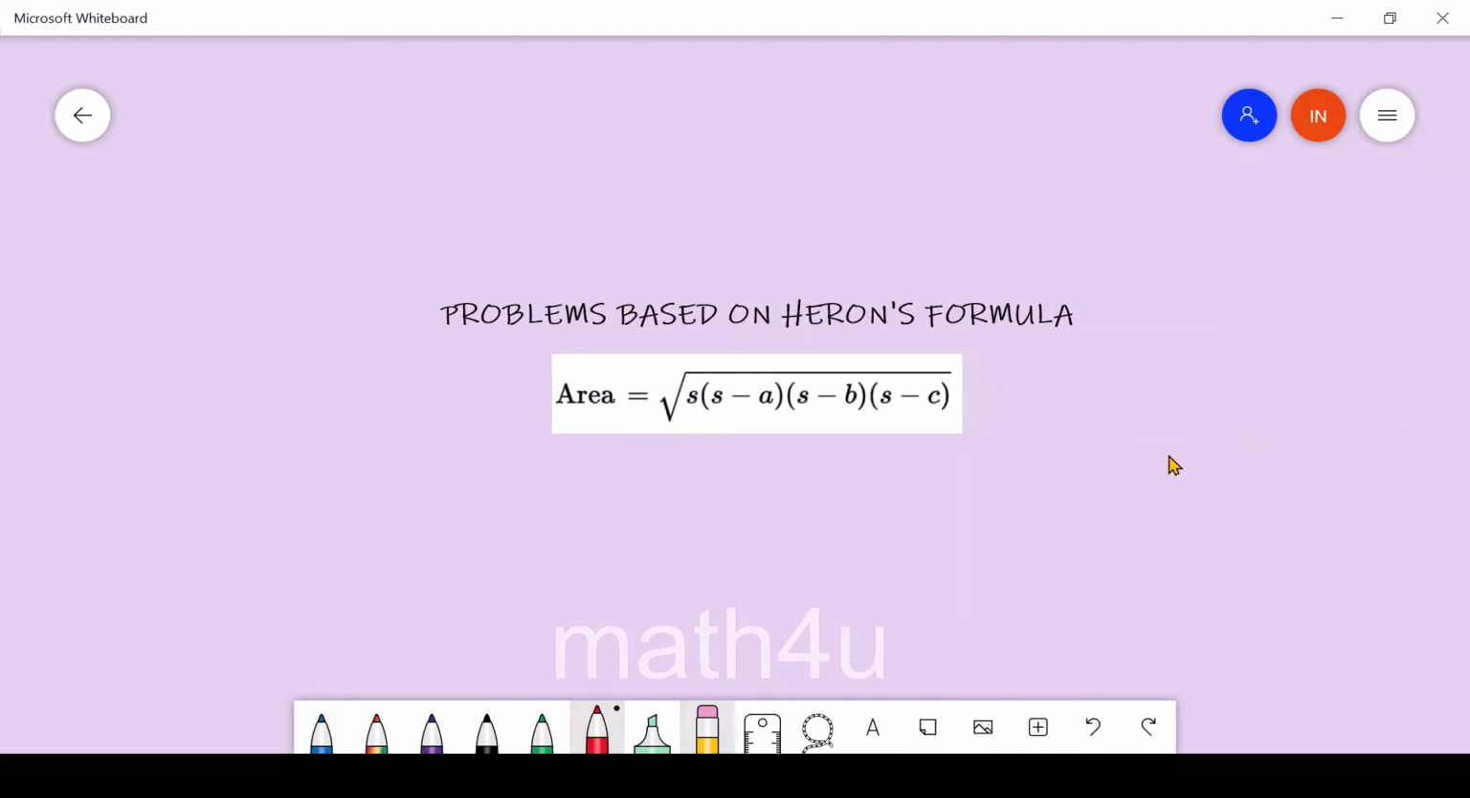In this session, let's explain some problems on Heron's formula. Okay, we have seen what Heron's formula is, and how we can solve using this formula. So let's go ahead.